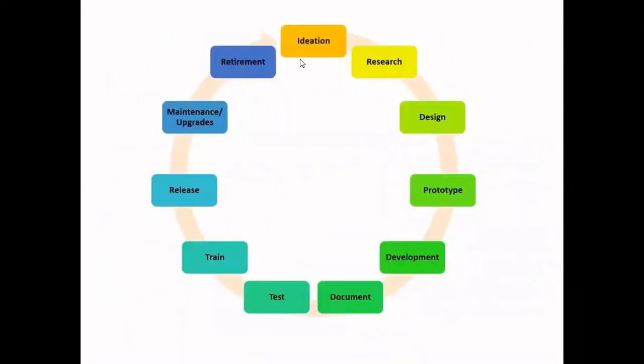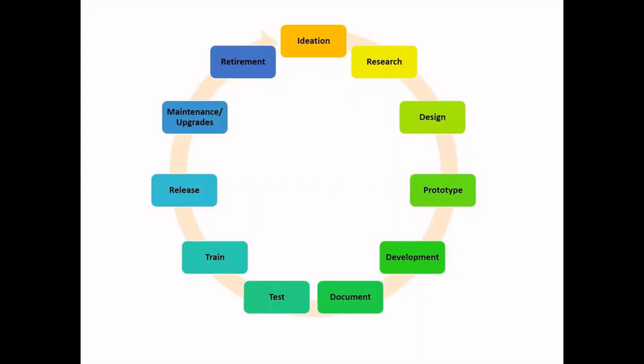So here you can see there are different sources of forecasting, all very important parts of forecasting related to product life cycle management, which are called ideation, research, design, prototype, development, document, test, train, release, maintenance, upgrades, and retirement.